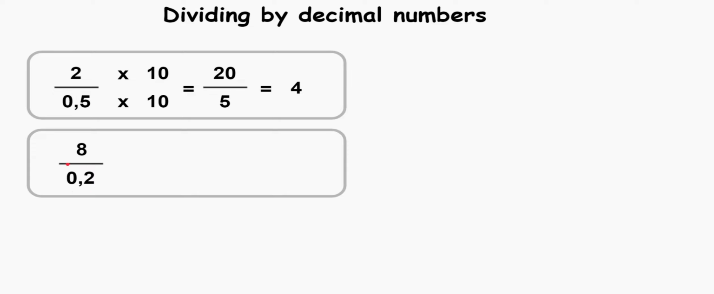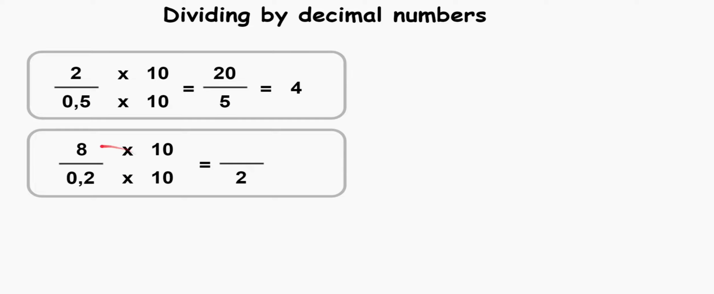So, what should we multiply 0.2 by to make it into a single digit whole number? That's right. We need to multiply it by 10. And 0.2 multiplied by 10 equals 2. So we made our denominator into a single digit number. Now our second step is to multiply the numerator 8 by the same number. Now that means you'll multiply 8 by 10 as well.